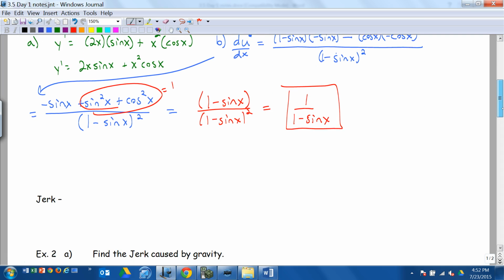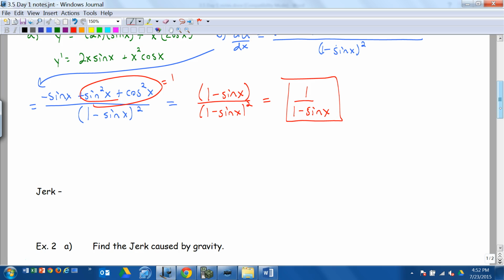Alright, another thing to learn is jerk, which is a sudden change in acceleration. Basically, it's the derivative of acceleration.